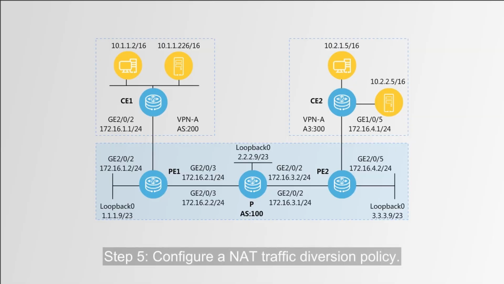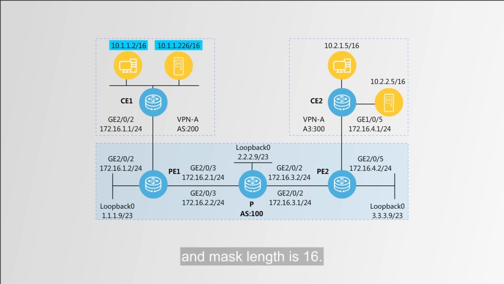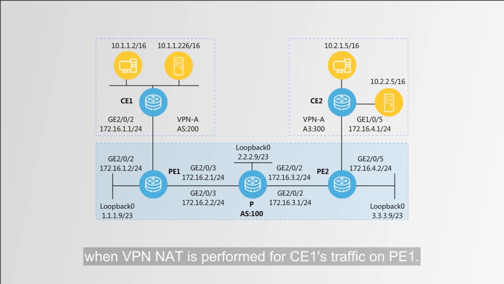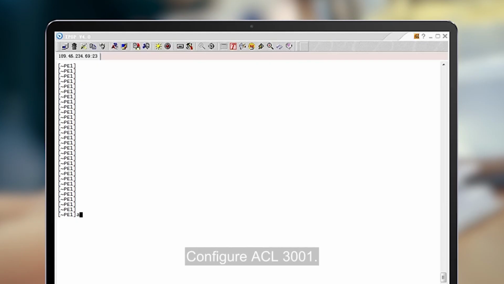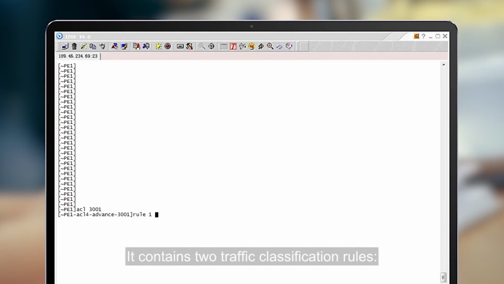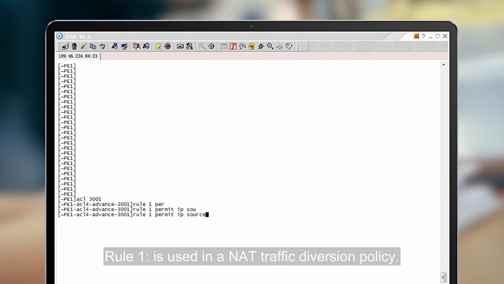Step 5. Configure a NAT traffic diversion policy. According to the preceding deployment requirements, CE1's private network prefix is 10.1.0.0, and mask length is 16. CE1 can communicate with CE2 only when VPN NAT is performed for CE1's traffic on PE1. Configure ACL 3001. It contains two traffic classification rules. Rule 1 is used in a NAT traffic diversion policy.